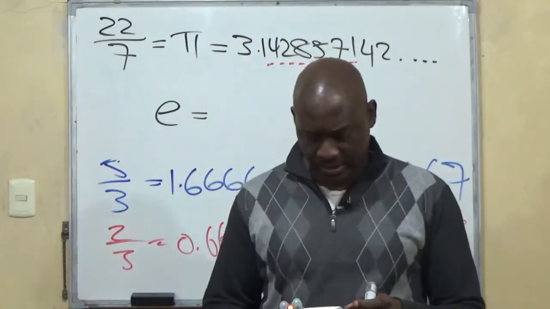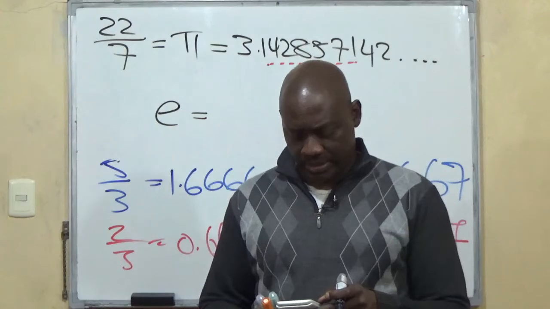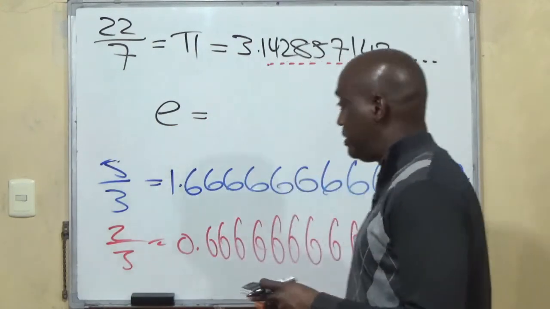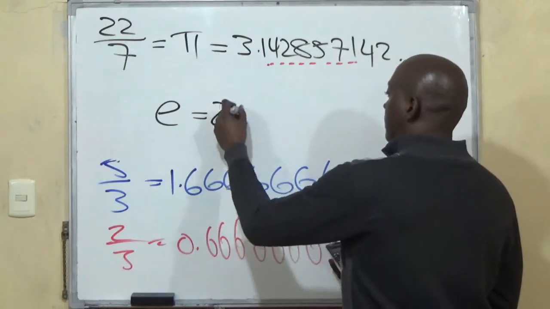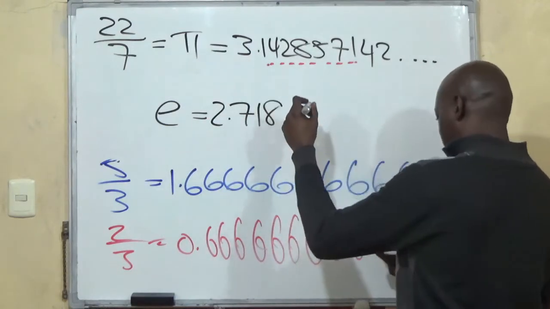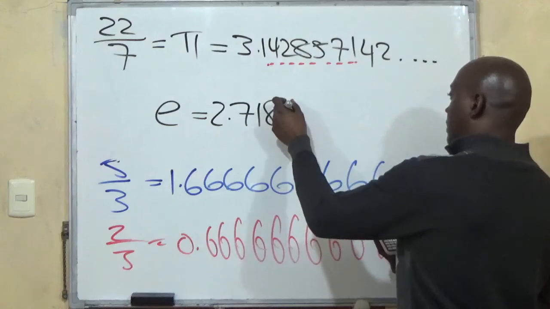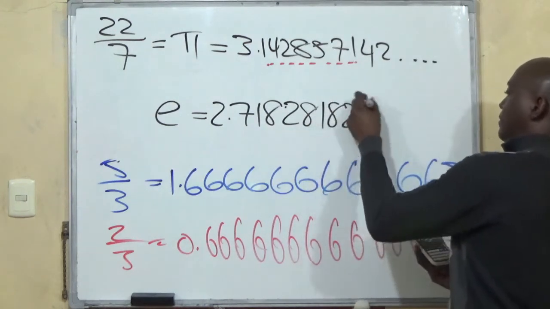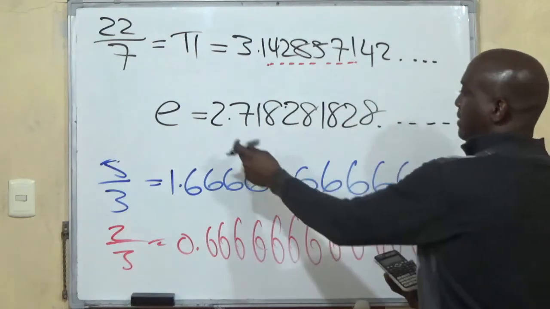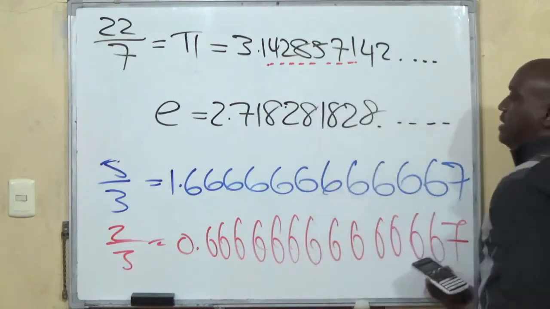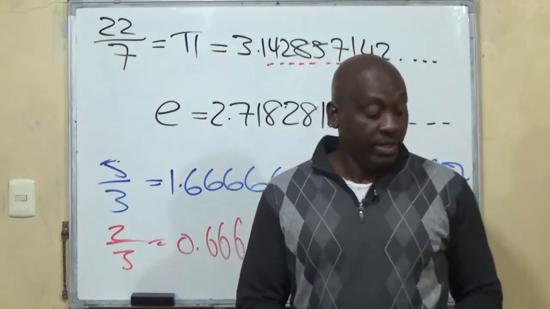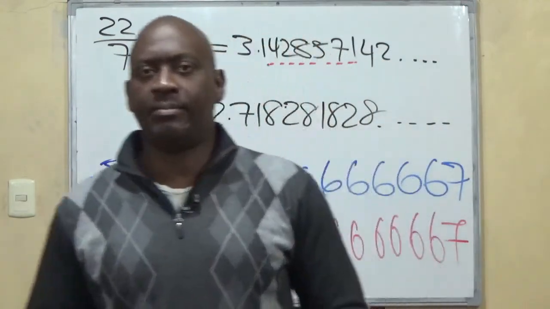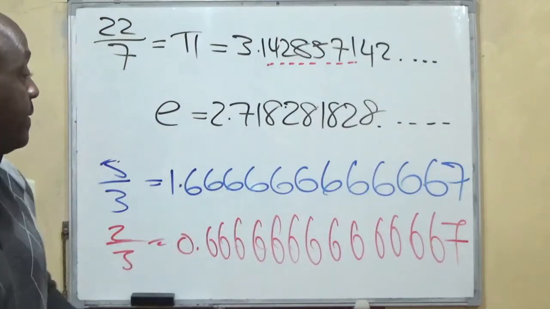E is equal to, let me see, Shift E to the power 1. E is 2.718281828, going down the road. And I think it's the same thing as pi, that is subject to correction. There are other examples, I am sure, but these are some common examples of irrational numbers.